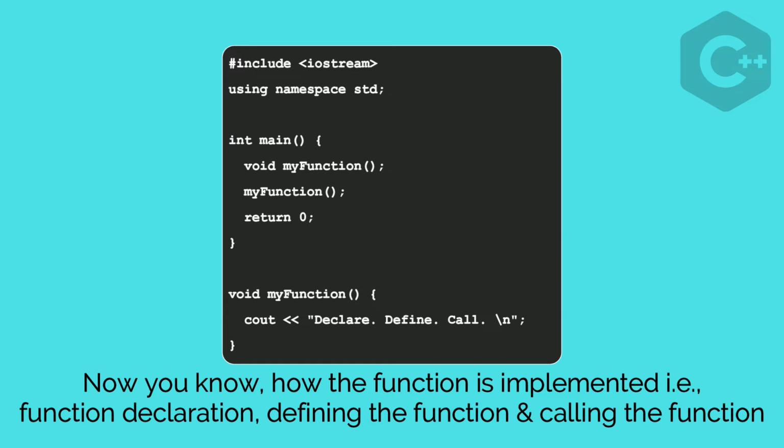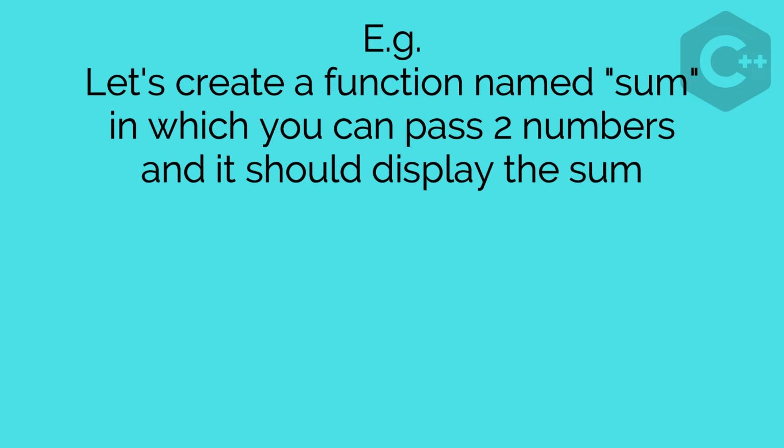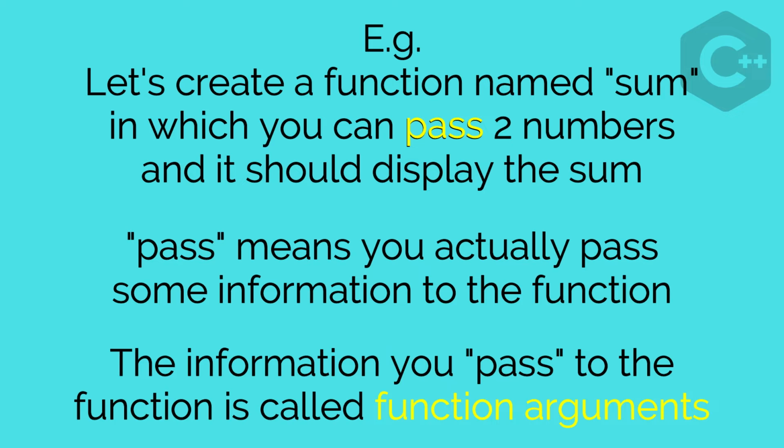As you now know how the function is implemented, that is, function declaration, defining the function, and calling the function, let's try to understand a more practical way of using functions. For example, I want to create a function named sum in which you can pass two numbers and it should display the sum. When I say pass, it means you actually pass some information to the function. The information you pass to the function is called function arguments.